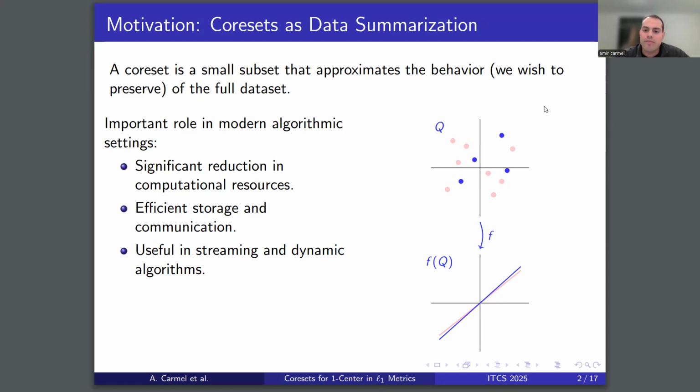Instead of solving the problem on a massive dataset P with n points in d dimensions, we solve the problem on a subset of it, hopefully with much fewer points. This can be done with significantly less computational resources if Q is small, and we get a very good approximation to the optimum value of P. Coresets also provide efficient storage and allow efficient communication, which makes them very useful for streaming and dynamic settings.